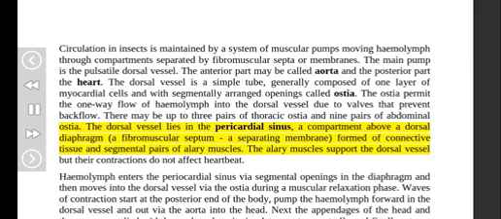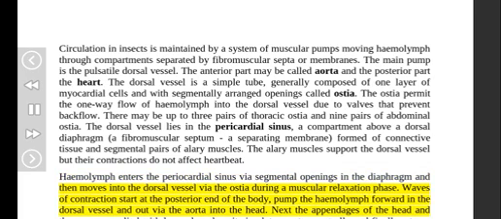The dorsal vessel lies in the pericardial sinus, a compartment above a dorsal diaphragm, a fibromuscular septum, a separating membrane, formed of connective tissue and segmental pairs of alary muscles. The alary muscles support the dorsal vessel, but their contractions do not affect heartbeat. Hemolymph enters the pericardial sinus via segmental openings in the diaphragm and then moves into the dorsal vessel via the ostia during a muscular relaxation phase.